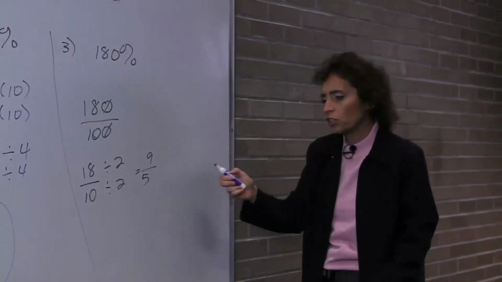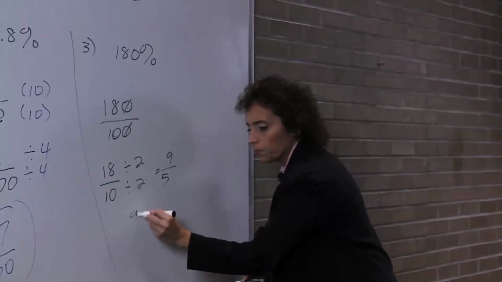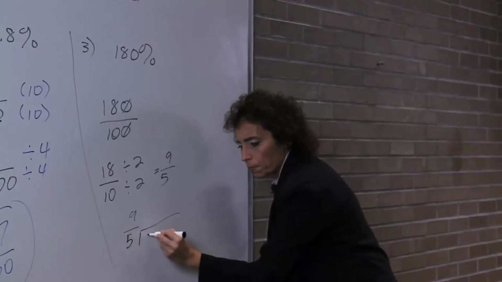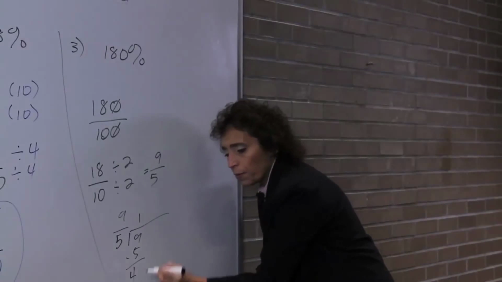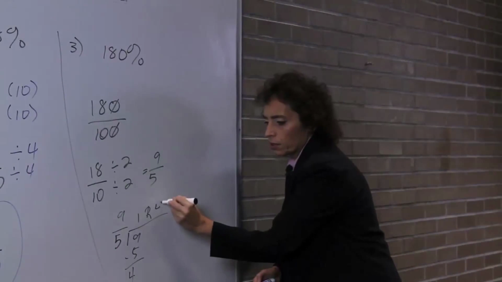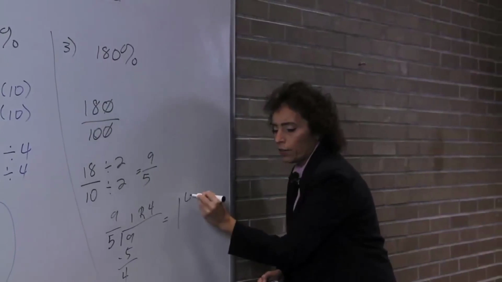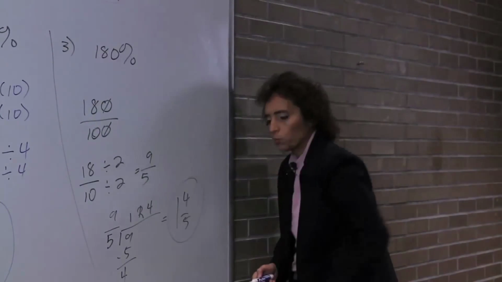Okay, so here I go. I'm changing this to a mixed number. Remember how to do this? 5 goes into 9 once. Remainder is 4. So we get, ready? 1 4/5. So that's my answer there.